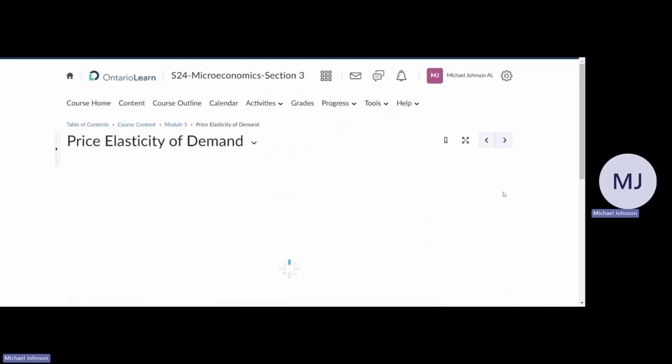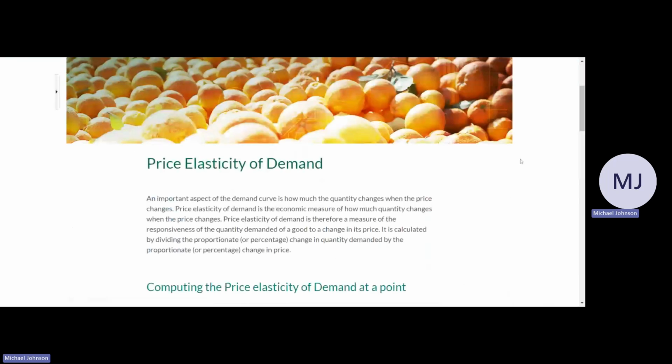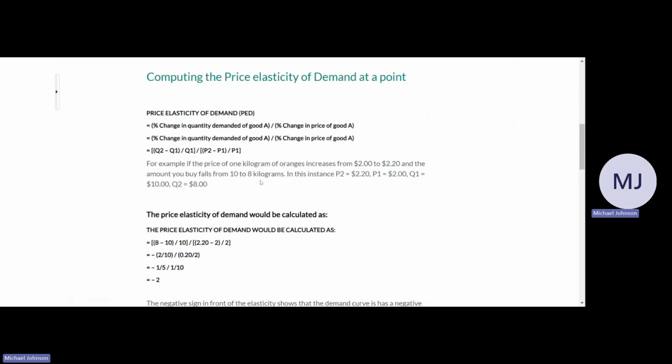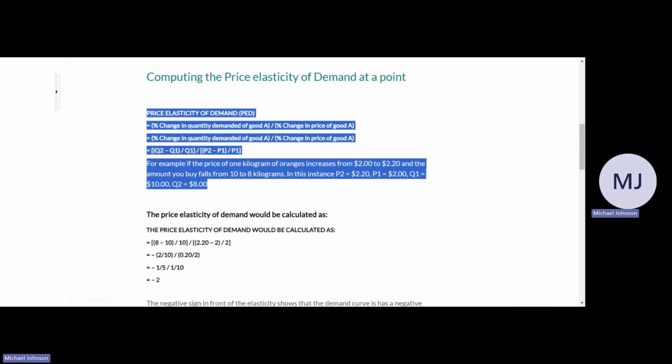Price elasticity of demand. So an important aspect of the demand curve is how much the quantity changes when the price changes. Price elasticity of demand is the economic measure of how quantity changes when the price changes. So price elasticity of demand shows the responsiveness of quantity demanded of a good to a change in price. So how it's calculated is here. This is one of the ways you can calculate it. You do percentage change in quantity demanded of good A divided by percentage change in price of good A.